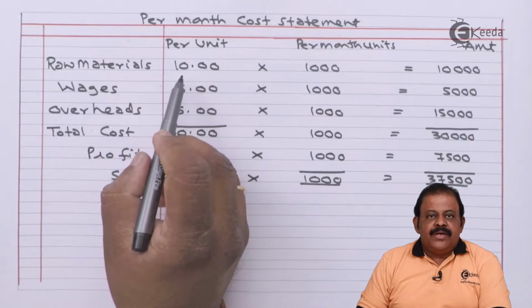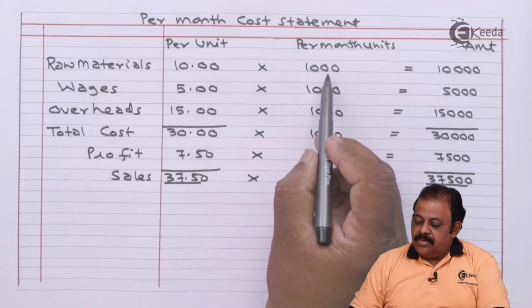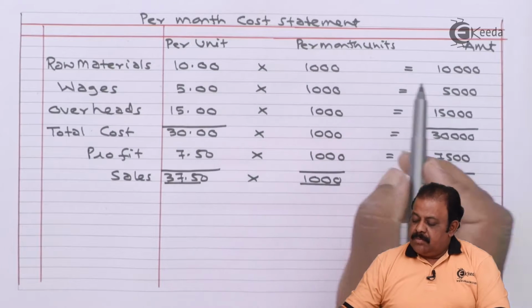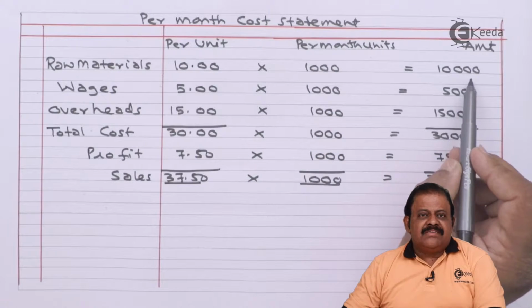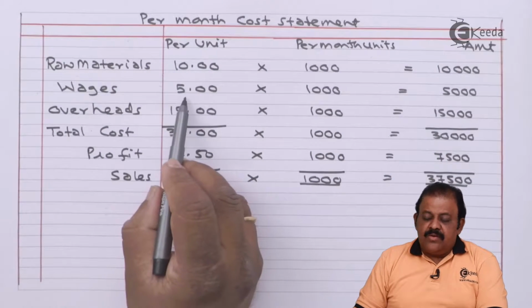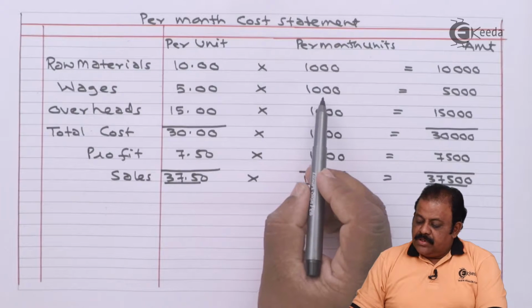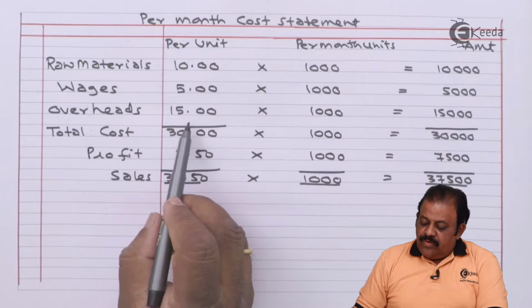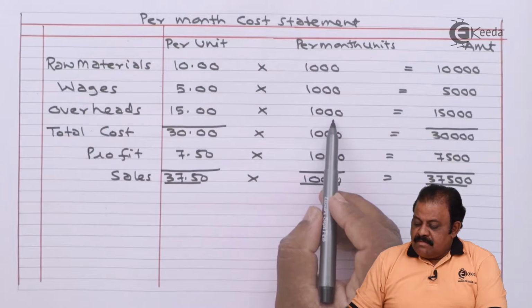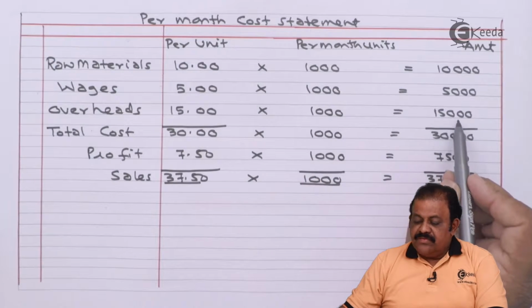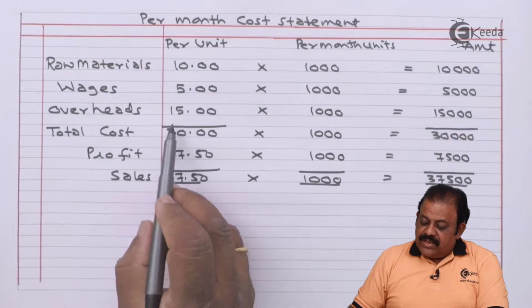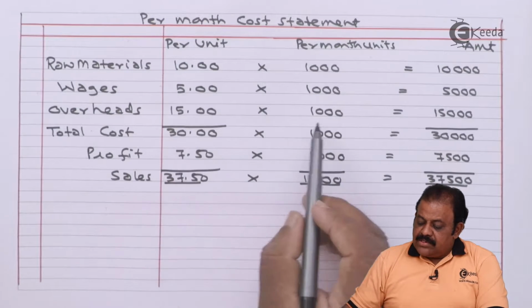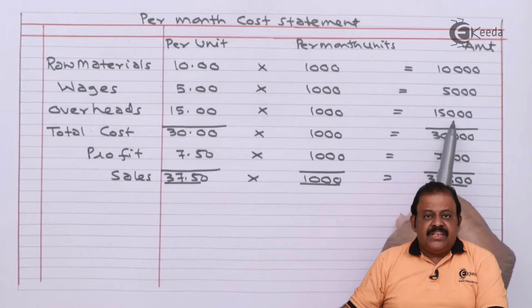Raw material per unit 10 rupees multiplied by per month units 1000. Per month raw material requirement is 10,000. Wages per unit 5 rupees, per month units 1000, amount per month 5000. Overheads 15 rupees per unit, 1000 units, 15,000.